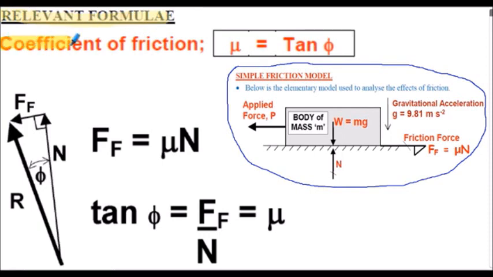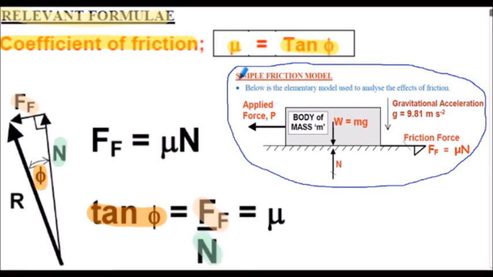The coefficient of friction, symbol mu, is equal to tan of angle phi. From this right angle triangle here is the normal force at right angles to the inclined plane. Here is our frictional force acting parallel to the inclined plane, and here is angle phi. So from basic trigonometry, we know that tan phi is the opposite side of the triangle, F_F, divided by the adjacent side of the triangle, the normal force N.